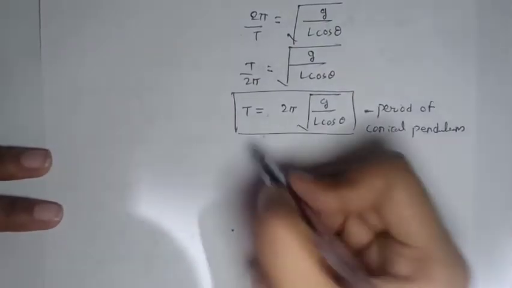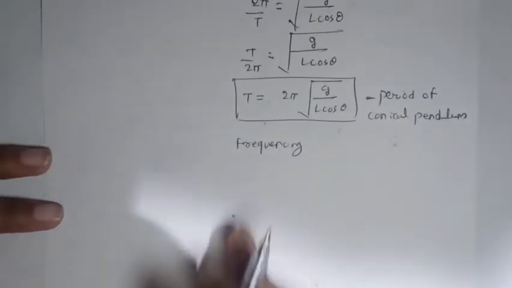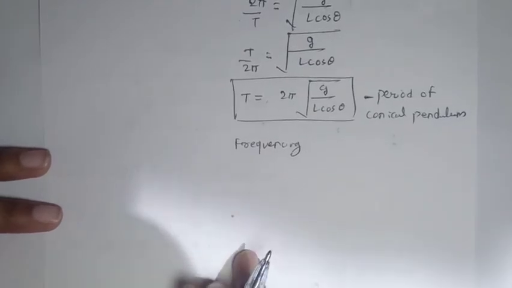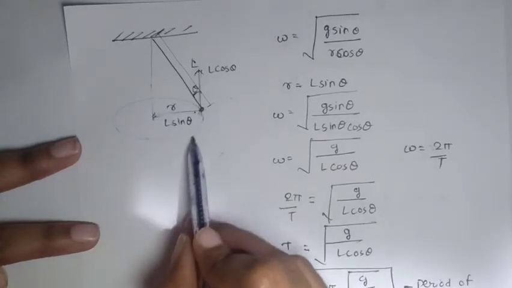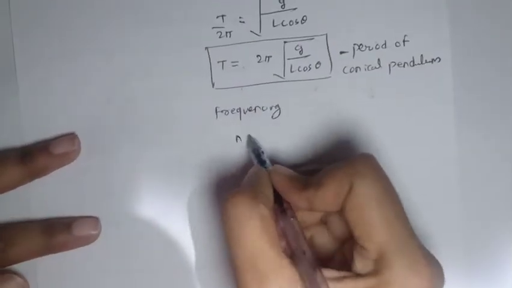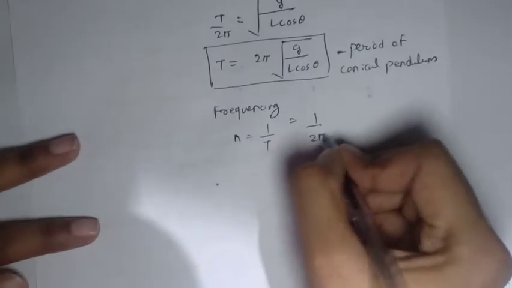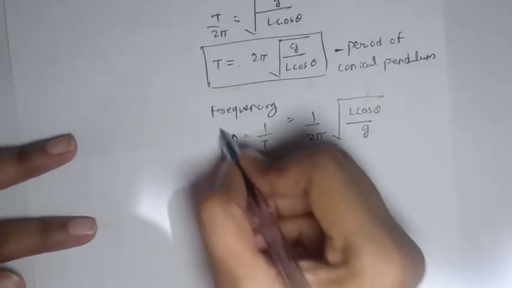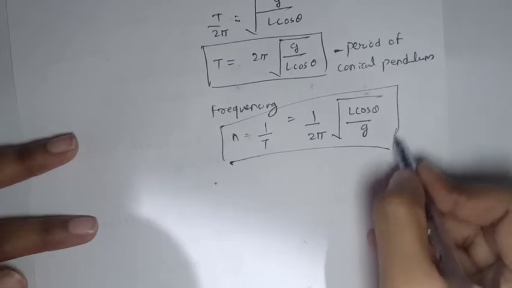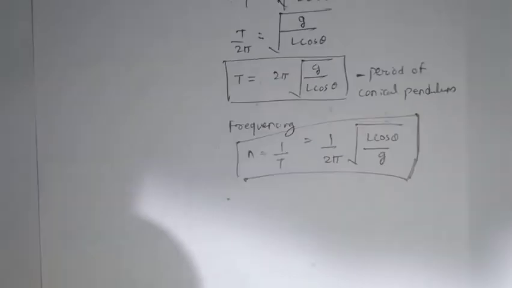After that, as you have period, you have frequency also. From this point, after coming to this point again, how much time the object is taking. So here frequency is nothing but 1 by T. What does it mean? You have to substitute this part, so you will get 1 by 2 pi under root g by L cos theta. So this is frequency. Okay, so this is nothing but the conical pendulum.